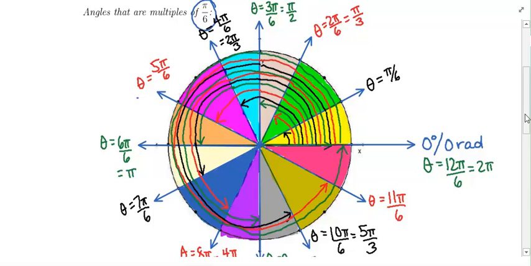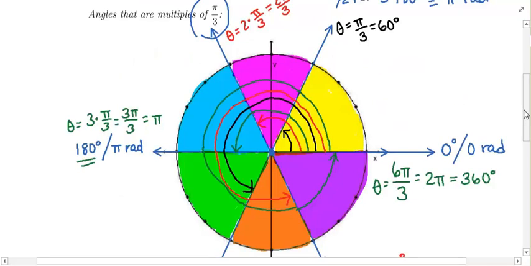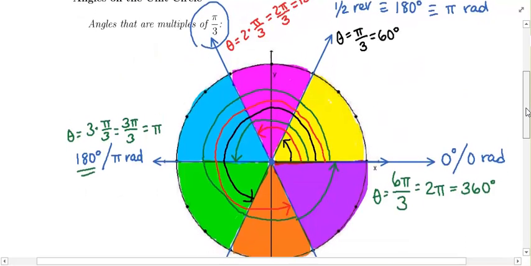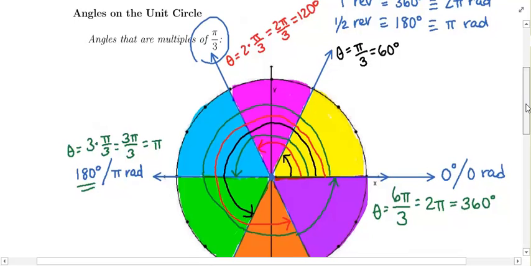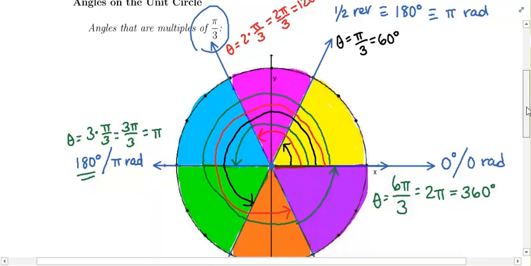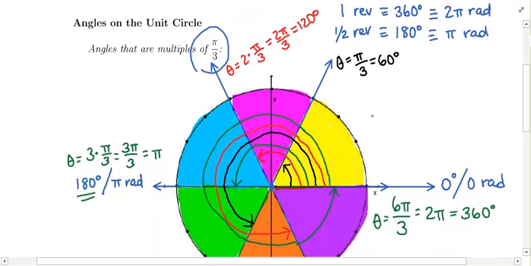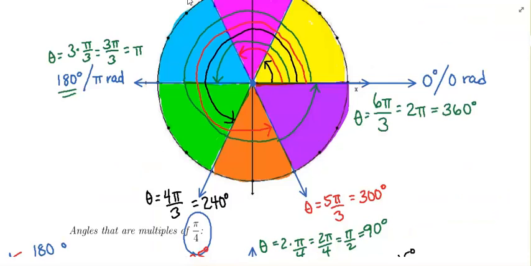Okay, now one thing you should notice, a lot of these angles we've seen before. For example, pi over 3, 2 pi over 3, 4 pi over 3 down here, and 5 pi over 3, we actually got those when we looked at the multiples of pi over 3. So those angles are both multiples of pi over 3 and multiples of pi over 6. Just keep that in mind. Sometimes some of these angles fall into more than one category.